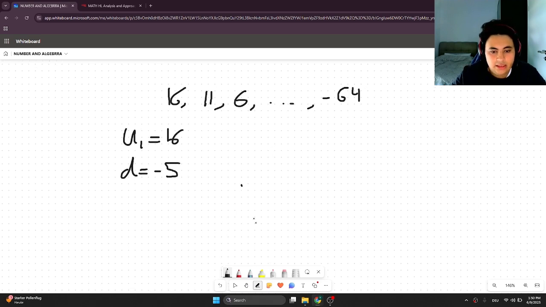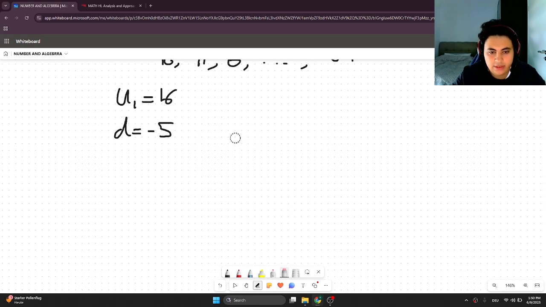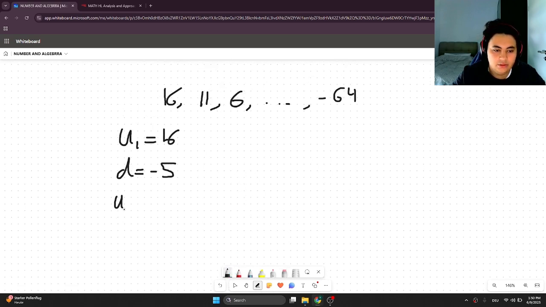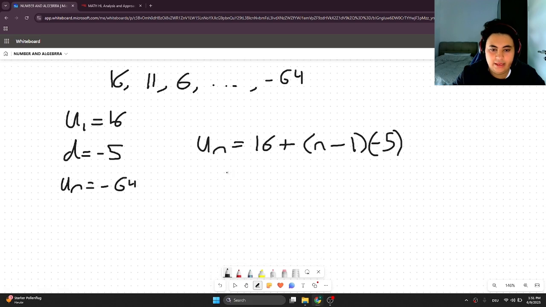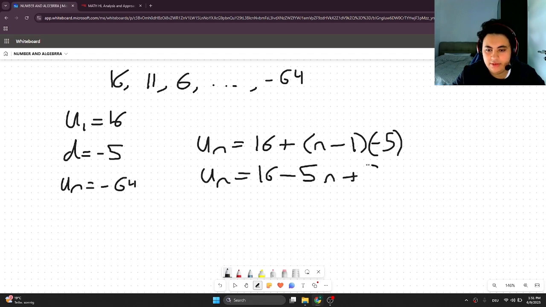So then we also have an extra value that we have to use, which is un. So un is equal to what? Negative 64. So how do we do it? We say un is equal to 16 plus n minus 1 times negative 5. Expand. Sorry, you're supposed to say 16 minus 5n plus 5.